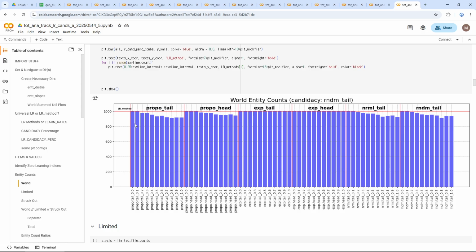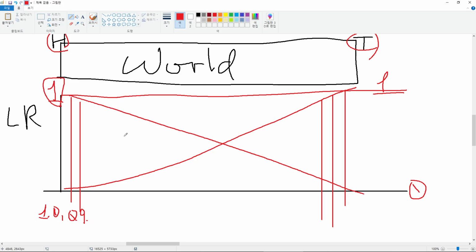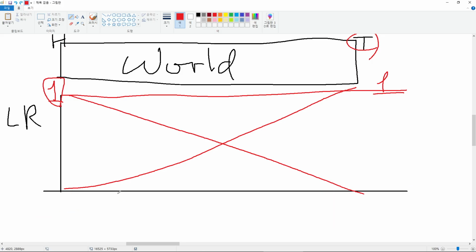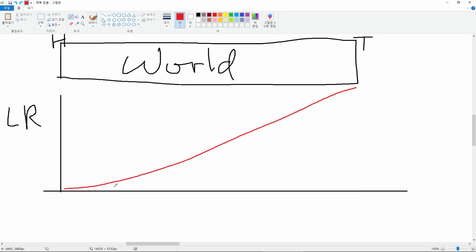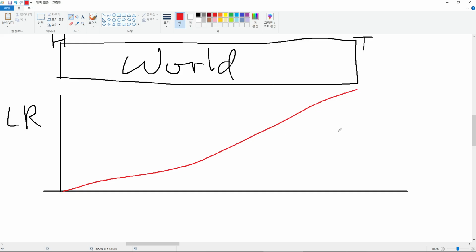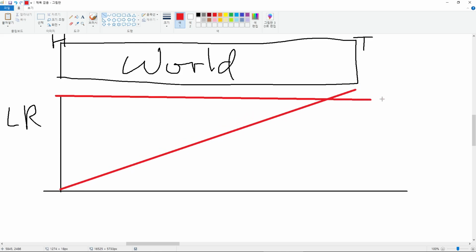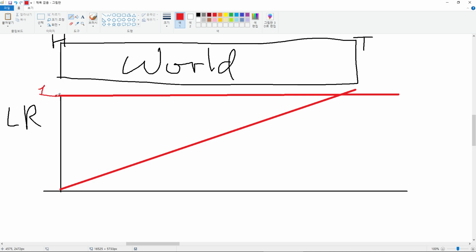Alright, yeah, so I was right. So that's what happens. For example, for making the explanation a bit easier, let's just suppose that it is proportional tail. Proportional tail. Cool. Where this is 1 and this is 0.